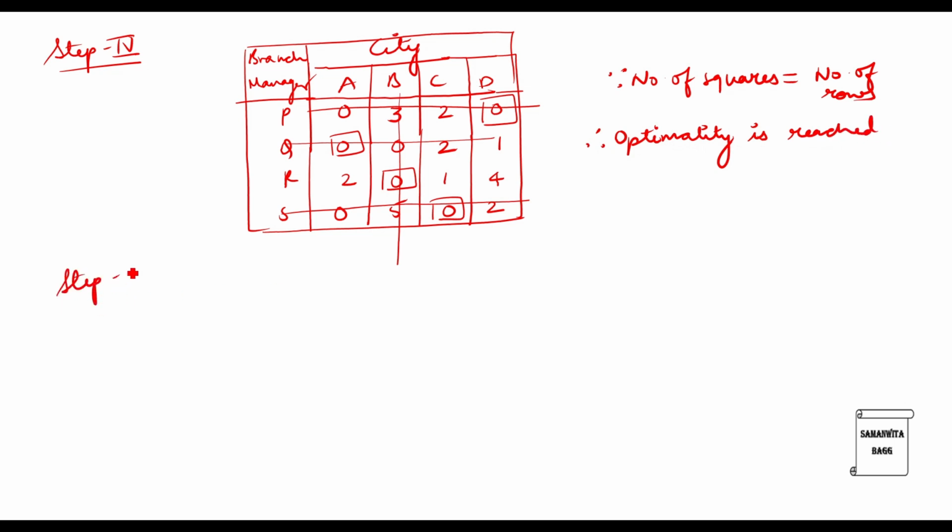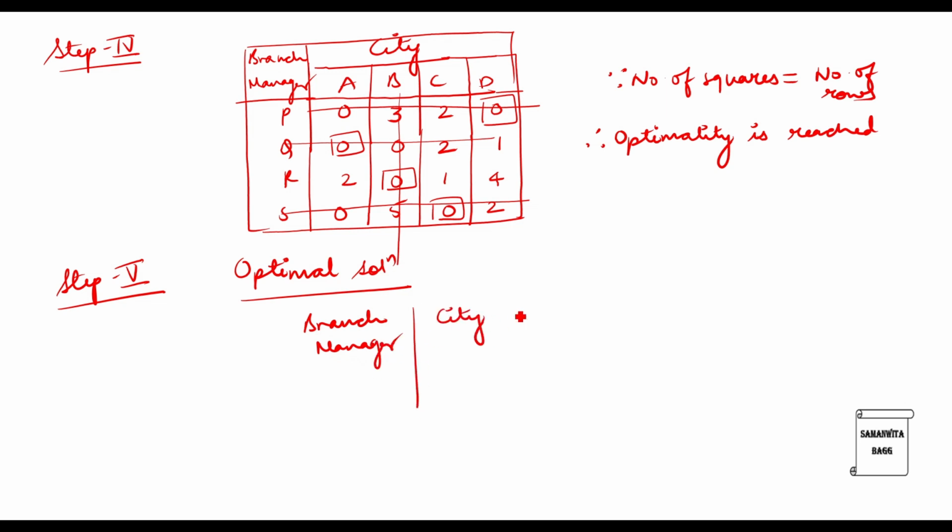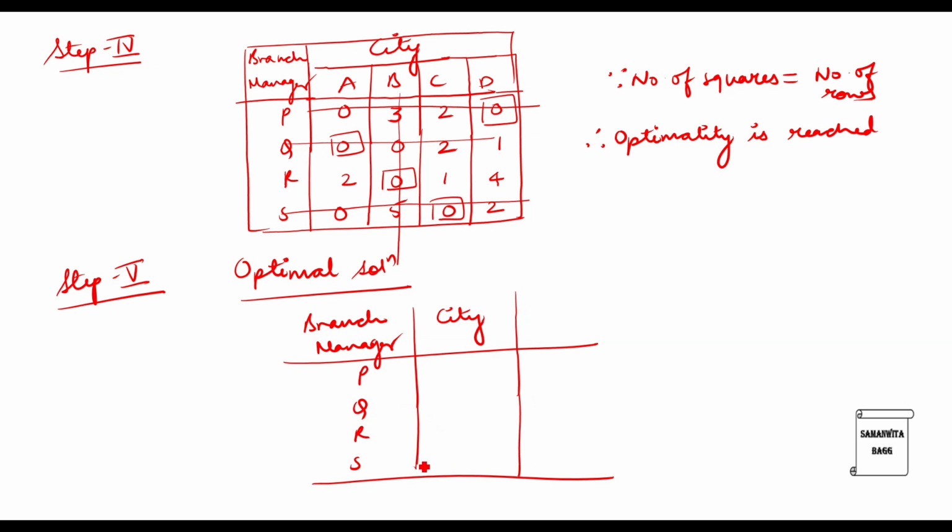And at step 5, I'll form the optimal solution. So we'll have the branch manager, the corresponding city. So you have P, Q, R, S as the 4 branch managers. You can see that the first is allocated to the fourth one. So city is D, Q is allocated to A, R is allocated to B and S is allocated to C.